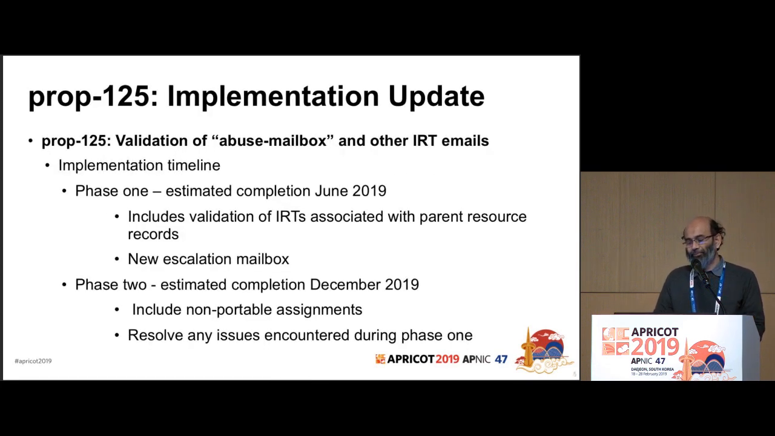And then we have an implementation update. Prop 125 is now in the implementation phase, and the first phase is estimated to complete in June 2019, and the second phase is estimated to complete by December 2019. It is about validation of abuse mailbox and other IRT emails.